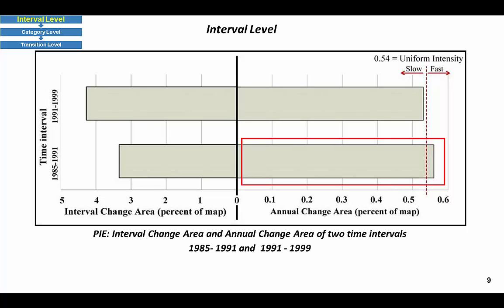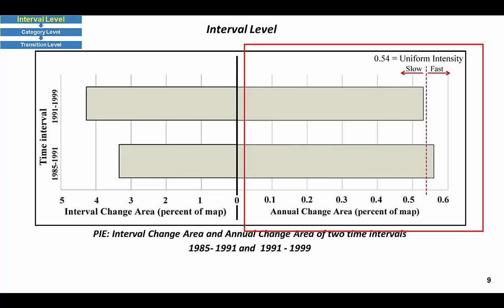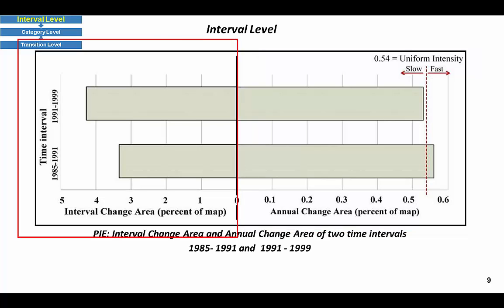The lower bar extends beyond the uniform line. We call this interval fast. The upper bar stops short of the uniform line. We call this interval slow. All the other levels of intensity analysis follow the same format as in this figure, where the right side of the figure shows a uniform line and the bars show intensities, while the left side of the figure shows the size of a change. Remember, the sizes are on the left and the corresponding intensities on the right.